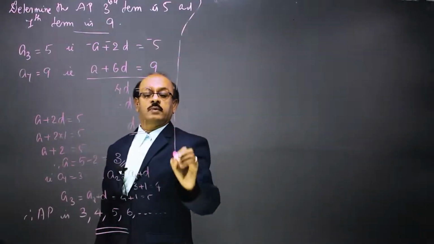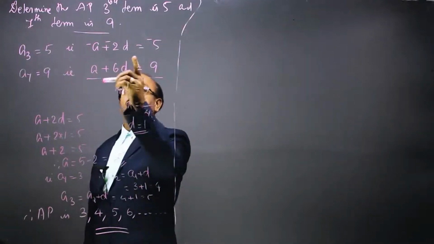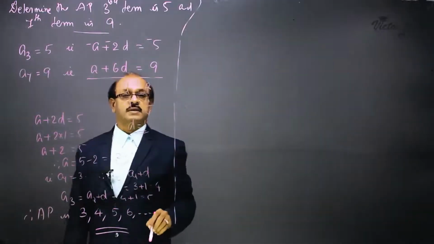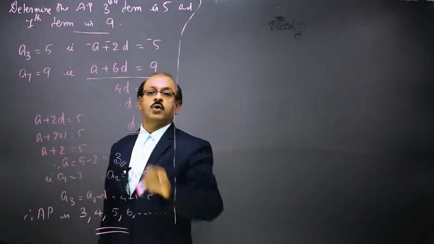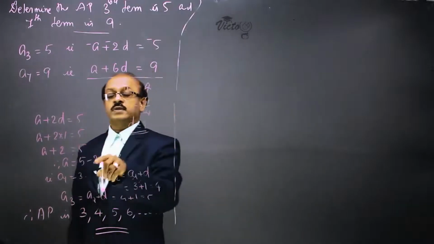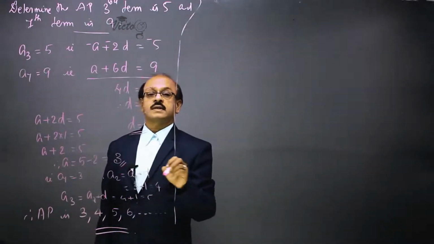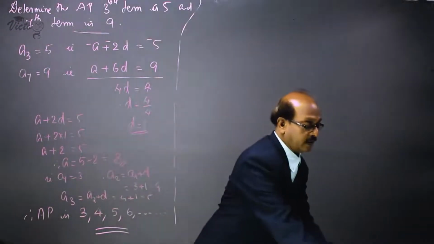We have solved the equations using A3 is equal to A plus 2D is equal to 5 and A7 is equal to 9 means A plus 6D is equal to 9. We solved these two equations and got the value of D, the common difference, is equal to 1 and the first term A is equal to 3. Now 3, 4, 5, 6, etc. is the arithmetic progression. Let us do one more question.